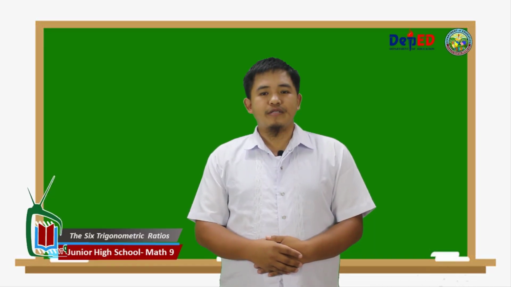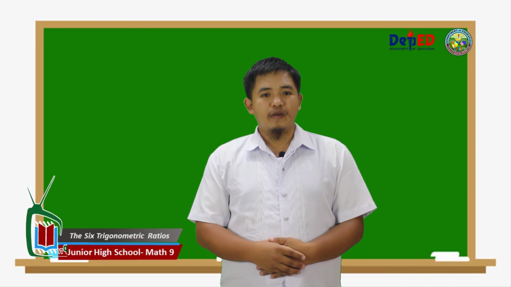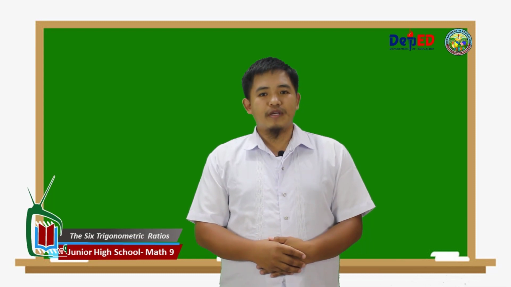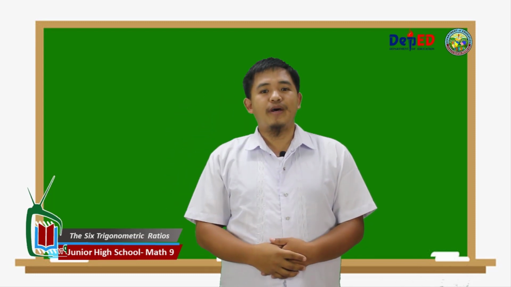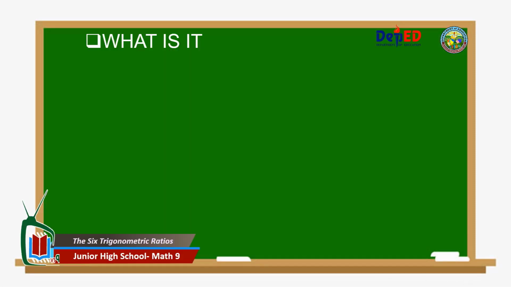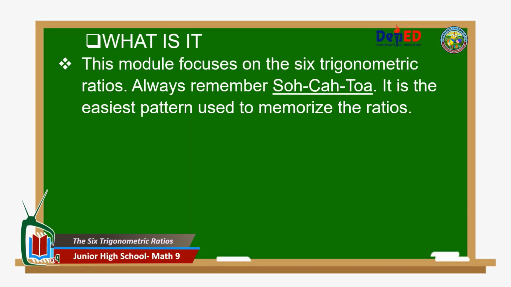The next part is the discussion of the lesson. All illustrative examples about our lesson will be presented here. Focus is the key for you to understand the topics. Let us now start discussing about the 6 trigonometric ratios. In this lesson, always remember SOHCAHTOA.